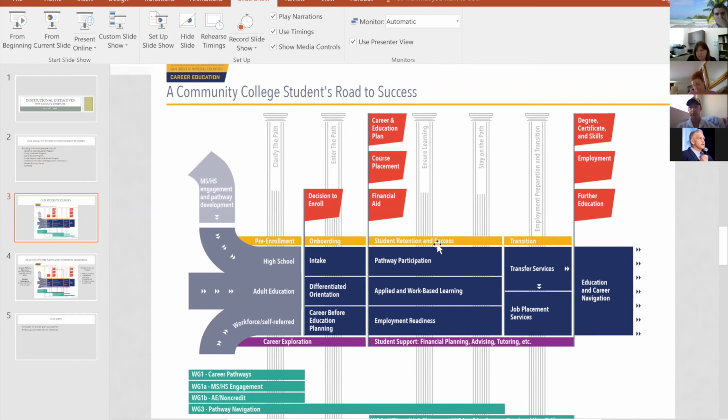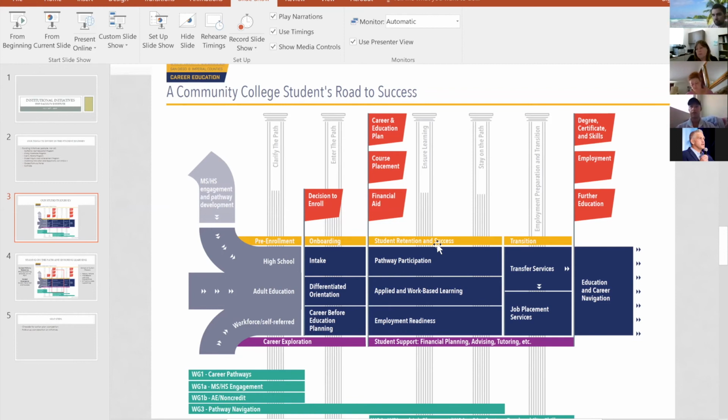Or they're self-referred. Those are the folks who may be incumbent workers or who are looking to upskill and really retrain themselves for a new career. That's functionally our pre-enrollment strategy. So you think of our marketing department, our outreach department, those are examples of aligned initiatives that would support the pre-enrollment strategies. Then next, the student goes on to onboarding.